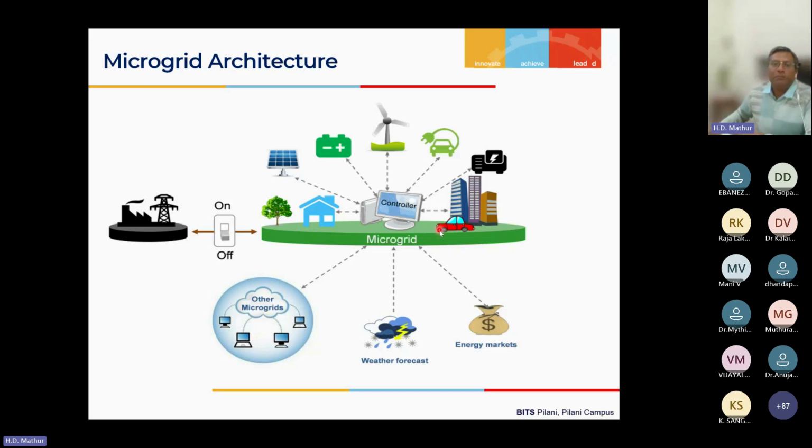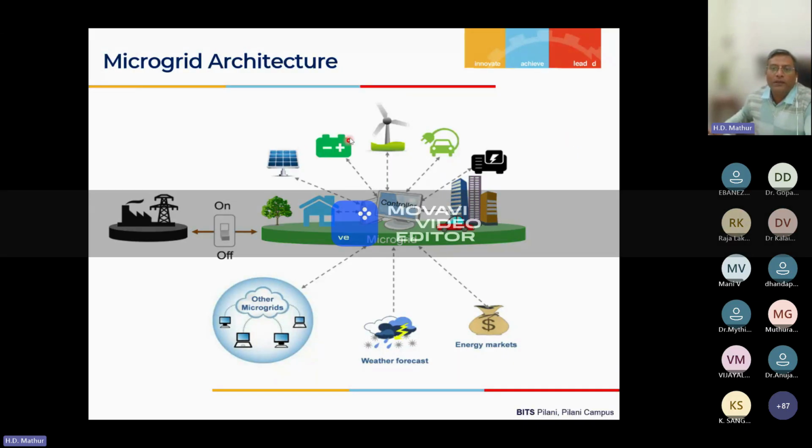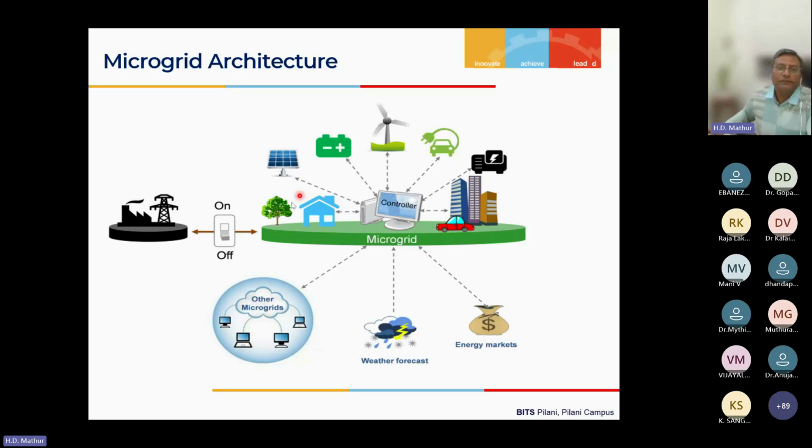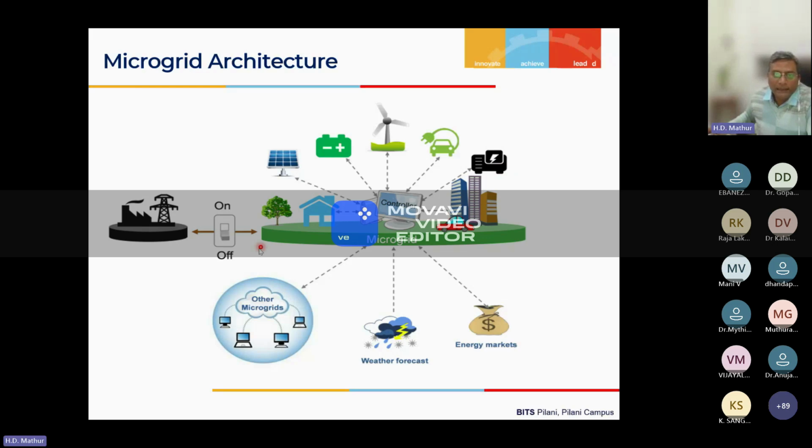If you see the microgrid architecture, you have solar, you have wind, you have battery energy storage, you have different types of loads, you have electric vehicles coming in, you have building loads, you have obviously houses, factories, everything is considered as load. So when I talk about microgrid, this is all what you have in the microgrid architecture.